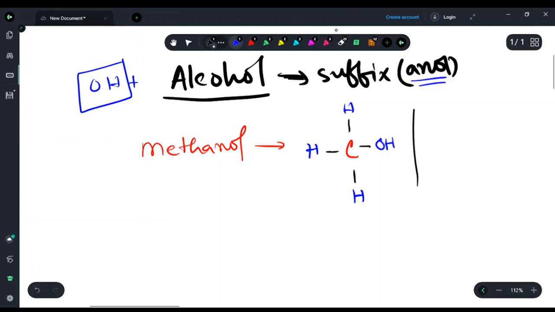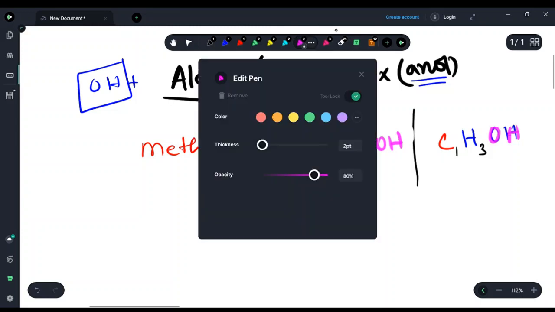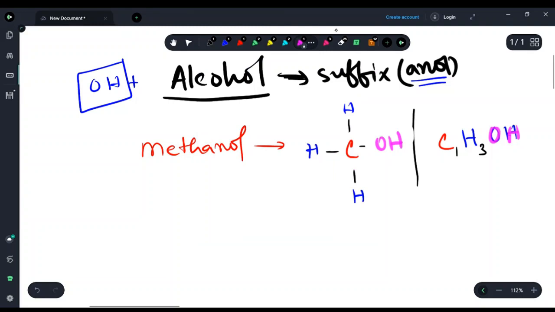And the molecular formula would be C, and tell me how many carbons. There is one carbon, and how many hydrogens are there? There are three hydrogens, and how many OH? Just one OH. So that's the formula. Let me use a different color for OH. So for OH, let's use this color, OH. That's nice. Okay, that's methanol.